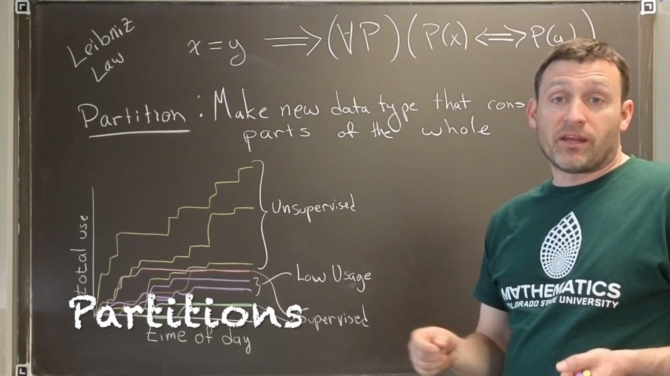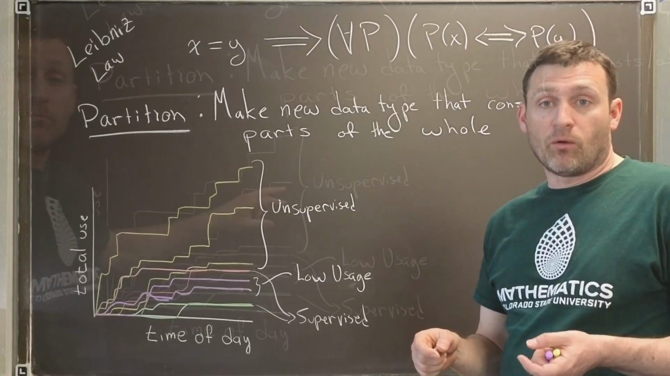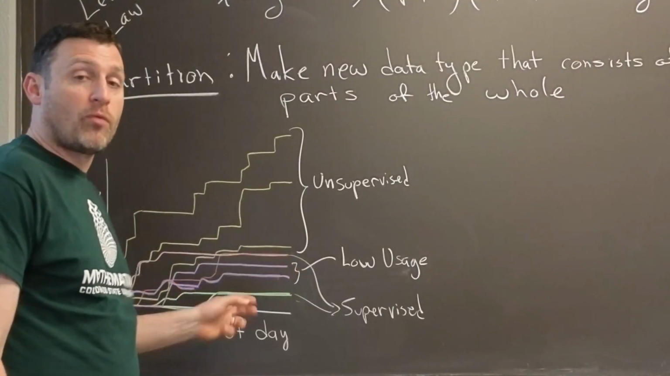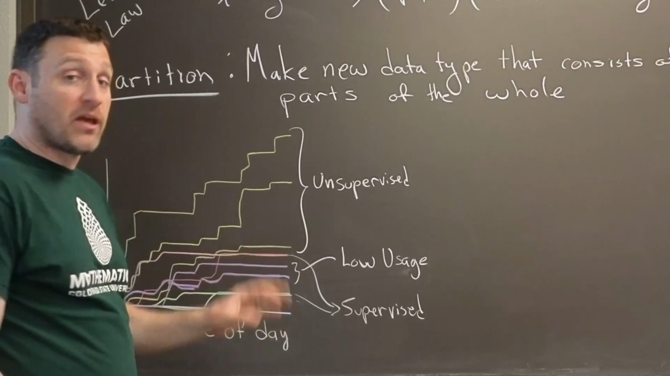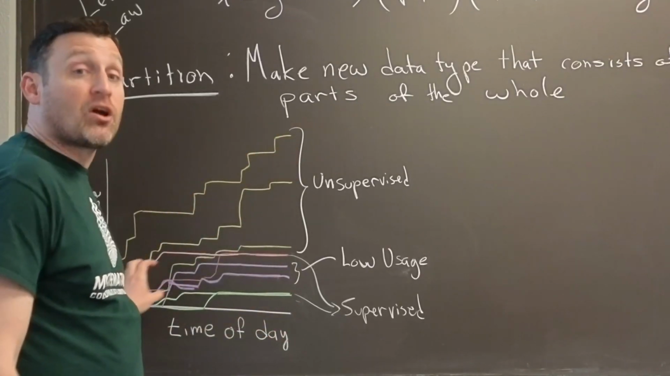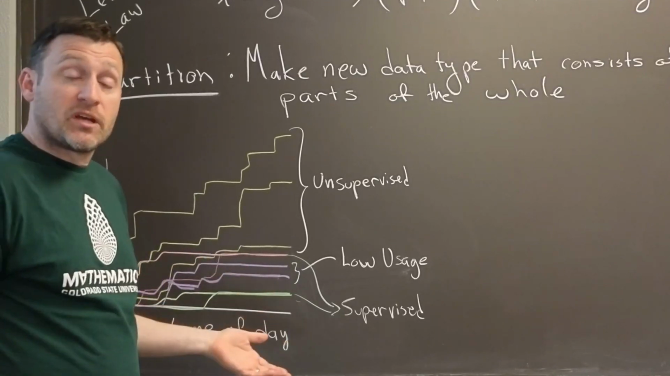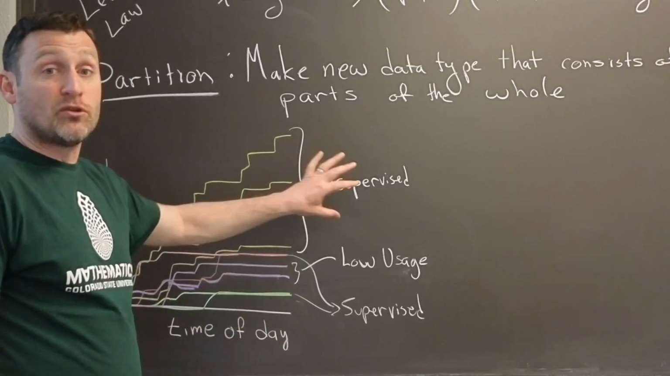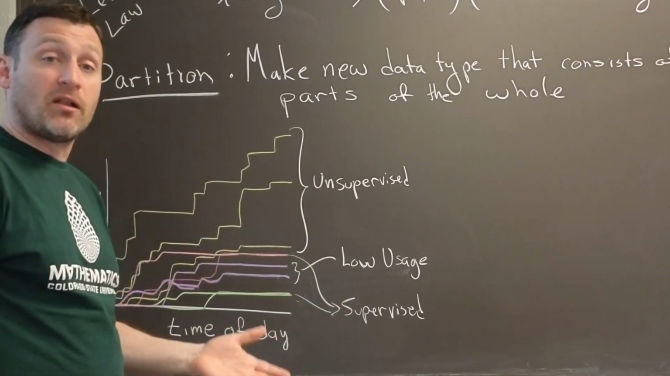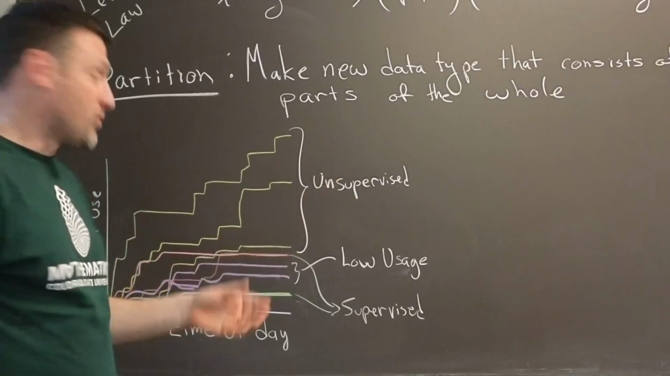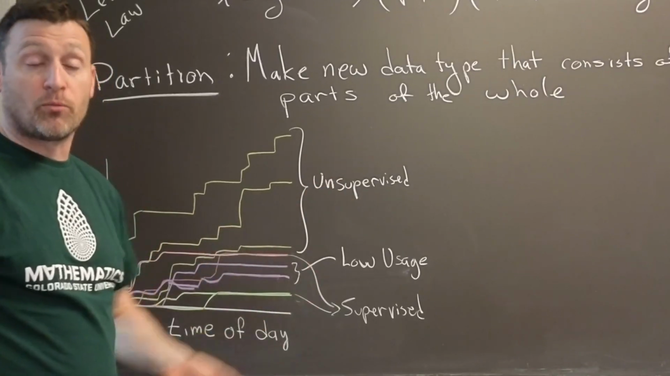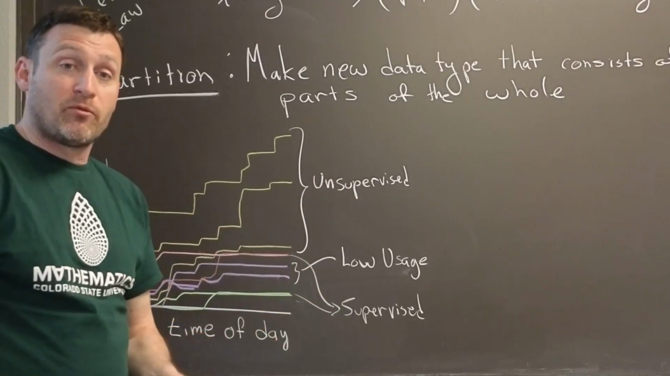Partitions are when we make new data types comprised of the parts of the whole. In this example, the whole is all the possible lines that go on in our usage and time of day. The partition, then, is to glue together the ones that have the common properties. We could glue this together in a lot of ways. For example, our first partition is simply to observe the same colors. That's partitioning based on the user. The yellow lines are the yellow user. The green lines are the green user. Purple, the purple users. That's one type of partition.